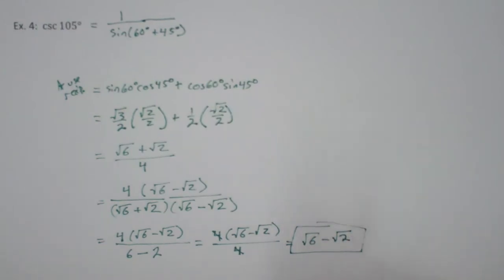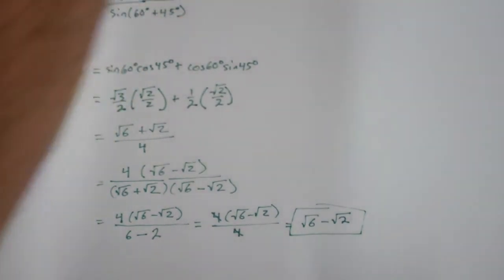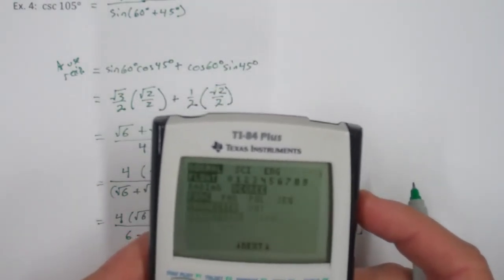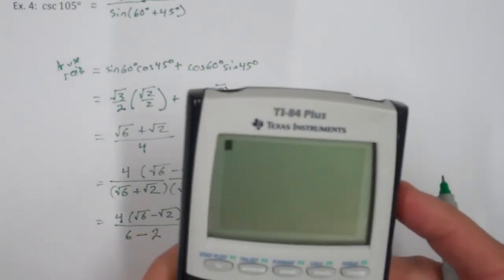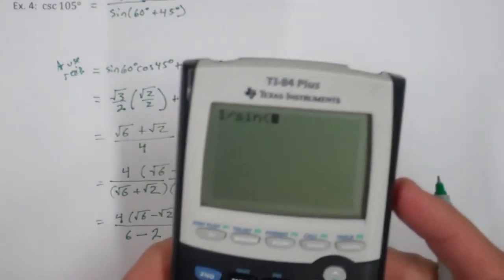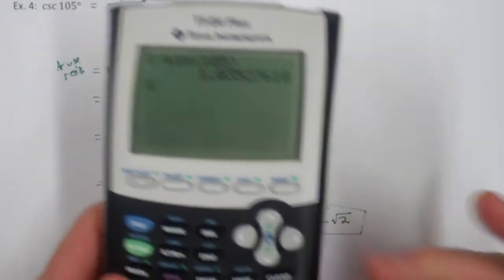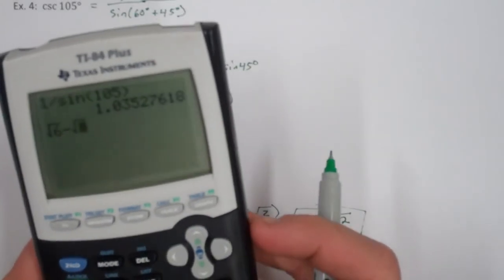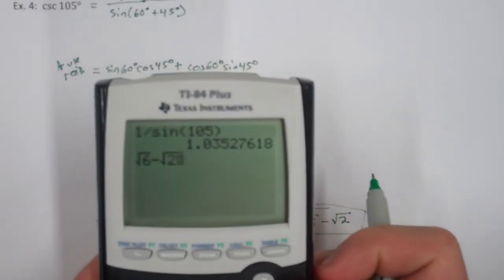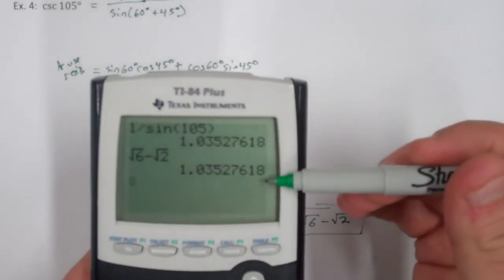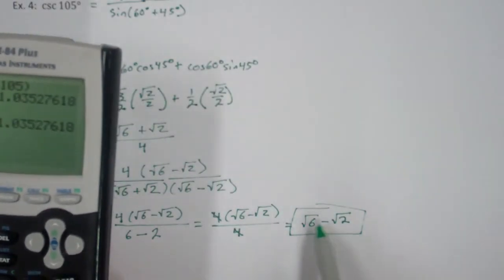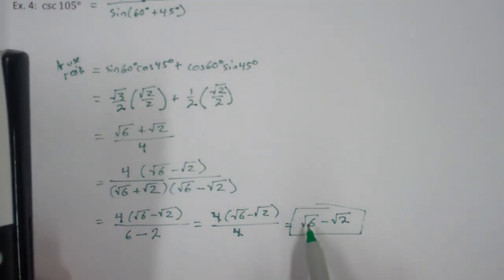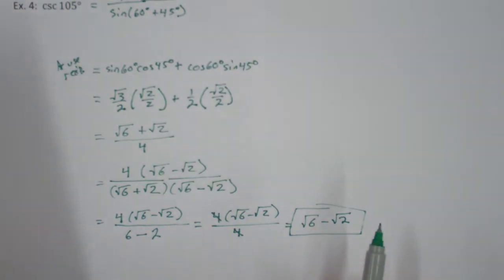Let's see if that's the actual value that we want. So let's use our calculator here, and we'll make sure we're in the right mode to begin with. We're in degree mode, so that's good. We're going to do 1 divided by the sine of 105, and then we're going to type in root 6 minus root 2. Just move the cursor over, and it's the same thing. So we don't have any radicals in the denominator like we did before, and this is actually the simplest form of the cosecant of 105 degrees.